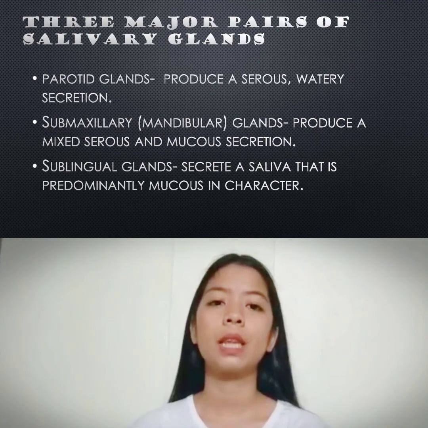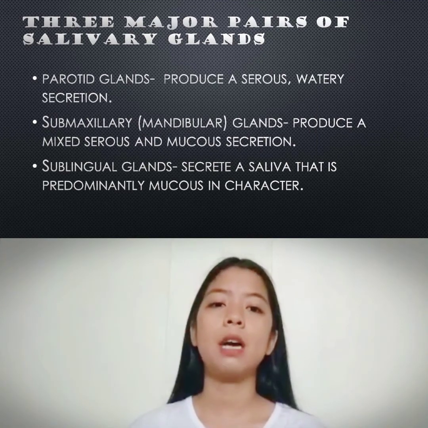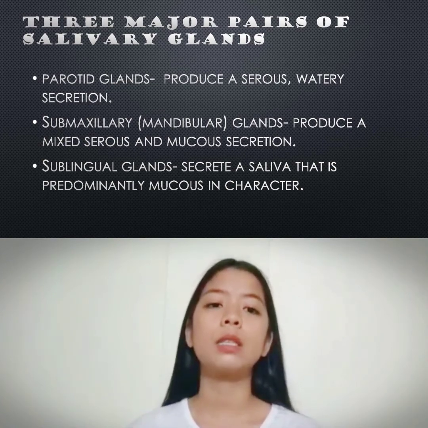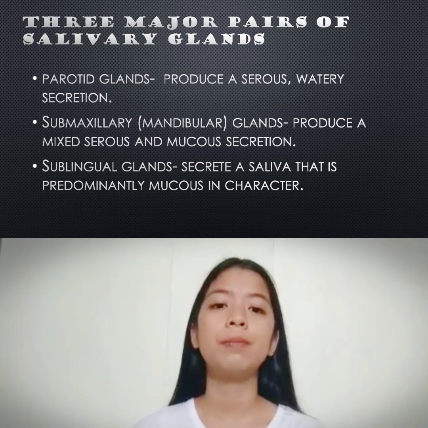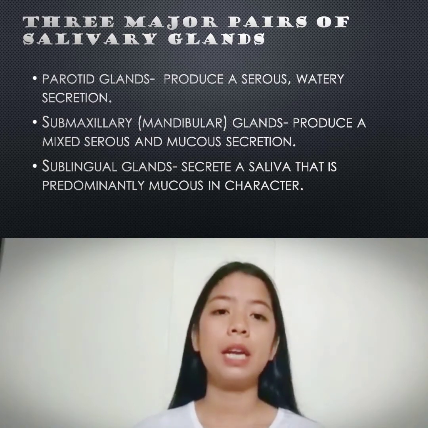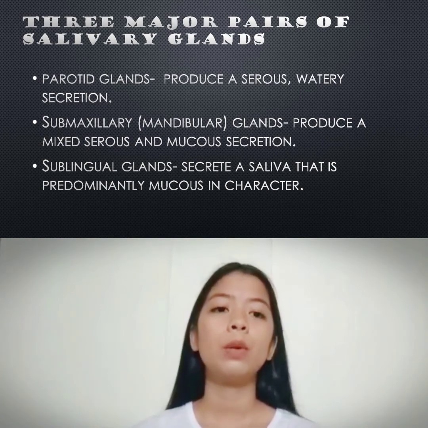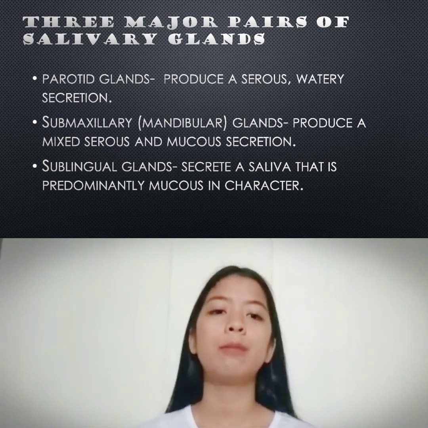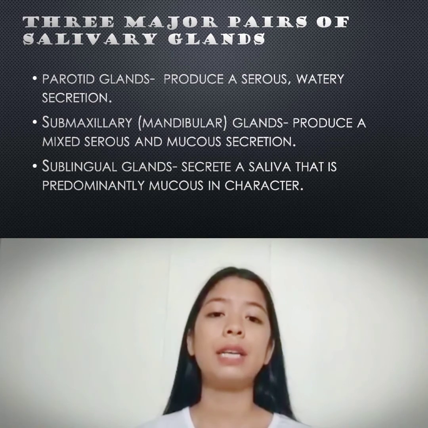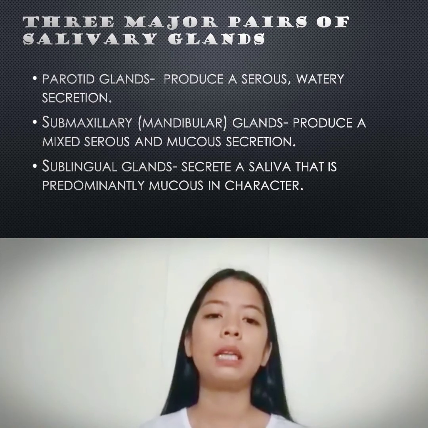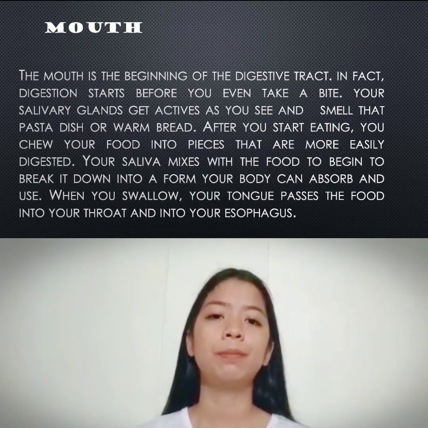There are three major pairs of salivary glands: parotid glands, which produce a serous watery secretion; submaxillary or mandibular glands, which produce a mixed serous and mucus secretion; and sublingual glands, which secrete a saliva that is predominantly mucus in character.